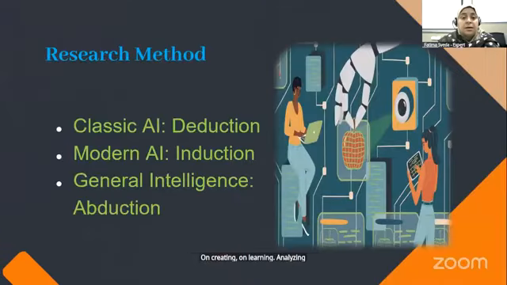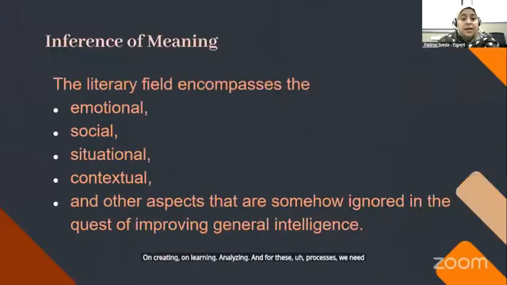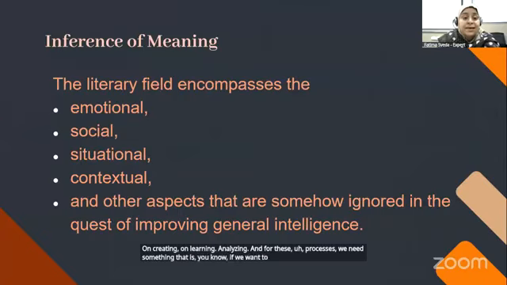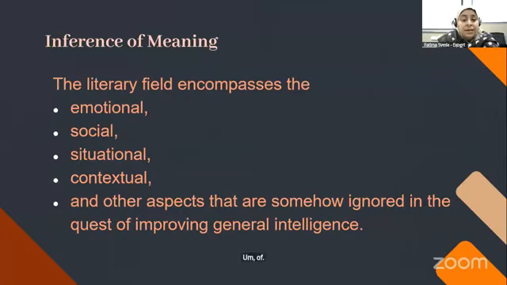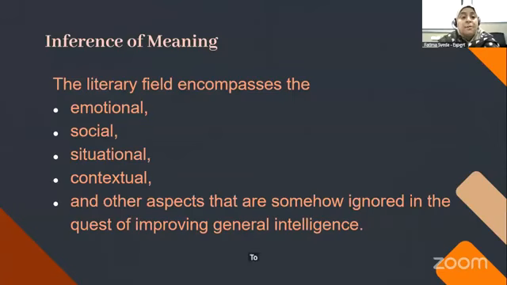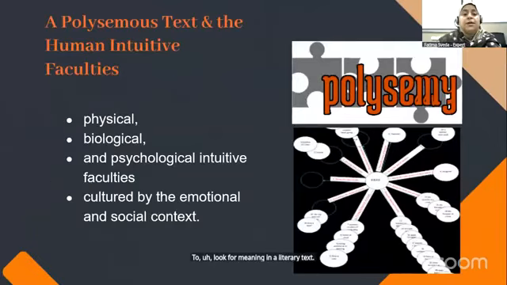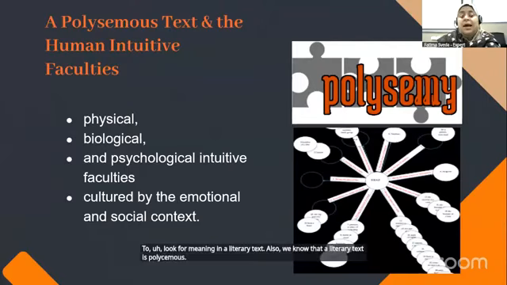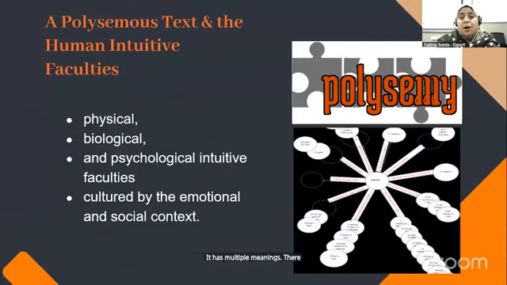And for these processes, if we want to infer meaning from a text, we depend upon the emotional, social, situational, contextual, and so many other aspects that are somehow ignored in the quest of improving general intelligence. So we go beyond that general intelligence to look for meaning in a literary text. Also, we know that a literary text is polysemous. It has multiple meanings. It cannot be treated the way other formal systems work.